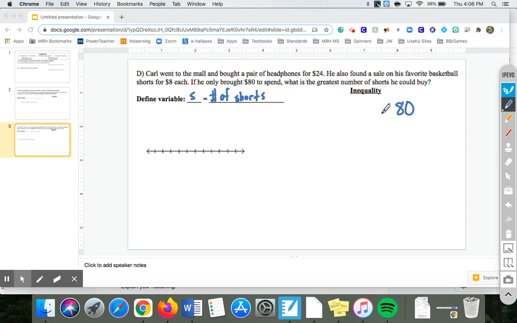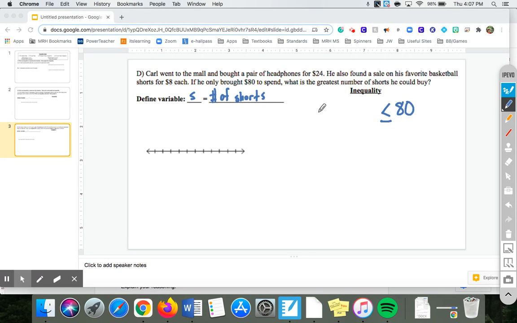He has to spend less than $80. Okay, he could also spend exactly $80. So if he can spend exactly $80, we're going to put the or equal to. Again, if it said that he wanted to spend less than $80, we would not put the or equal to. This inequality is also saying that he can spend less than $80. Just because he has $80 doesn't mean he has to spend exactly $80. He could spend less than it, or he could spend equal to it.